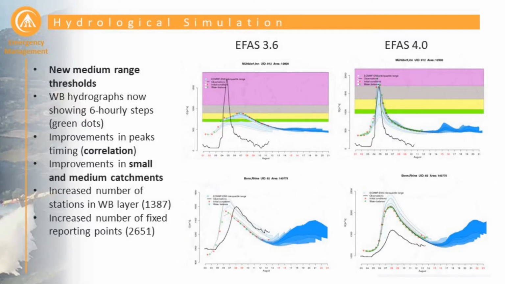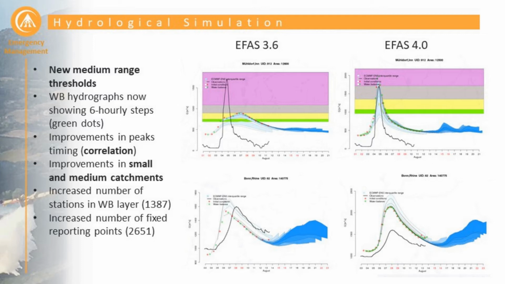Improvements to the LISFLOOD model and the new calibration produced some changes in the hydrological simulations between EFAS 3 and EFAS 4. The water balance layer is where you can most clearly see them. Here on the right, you can see a comparison between the two systems for the same event in two different stations.